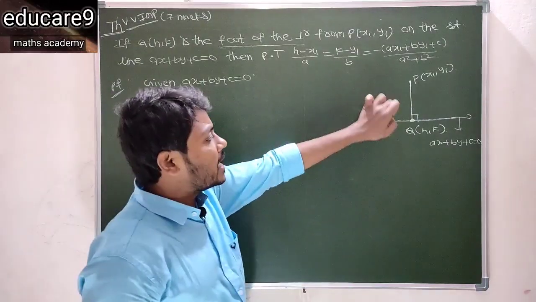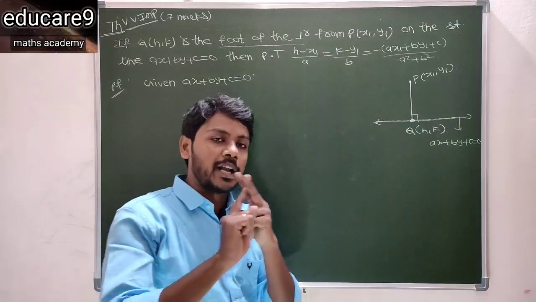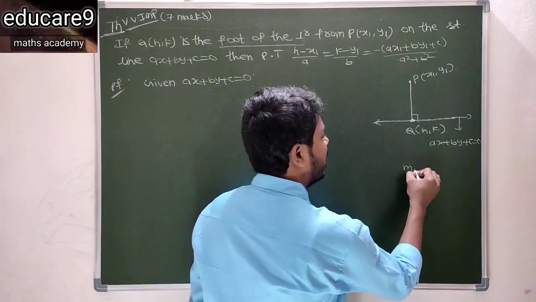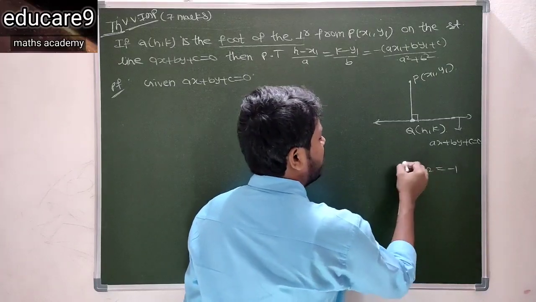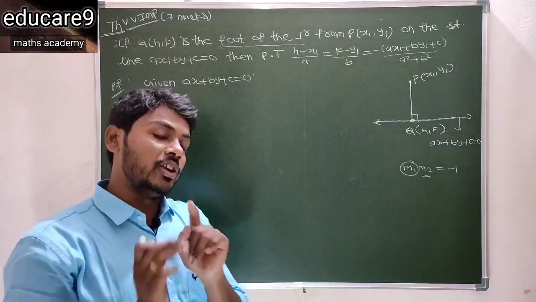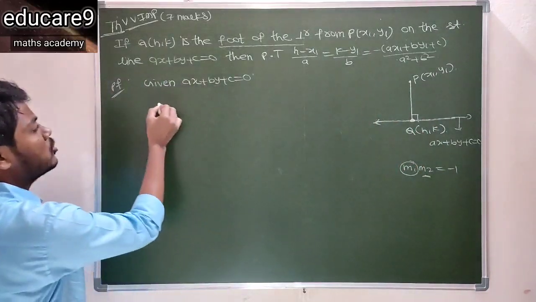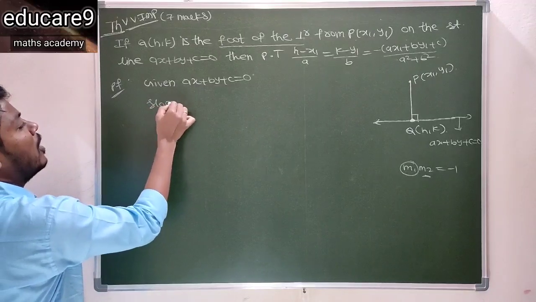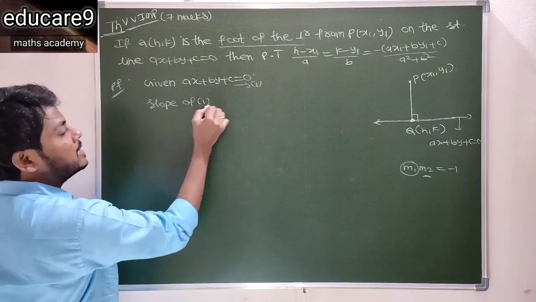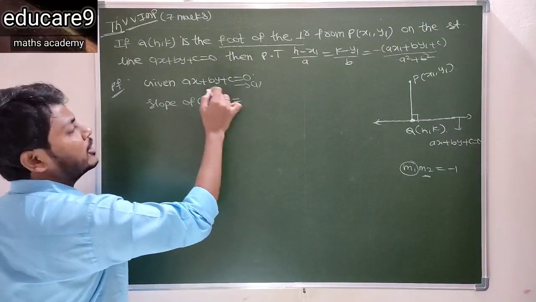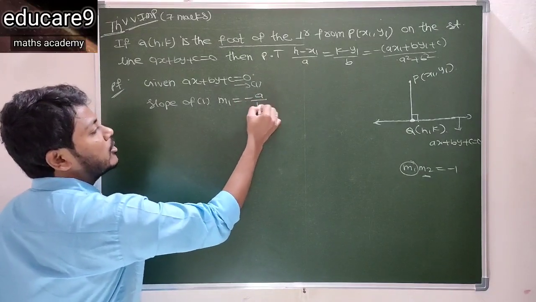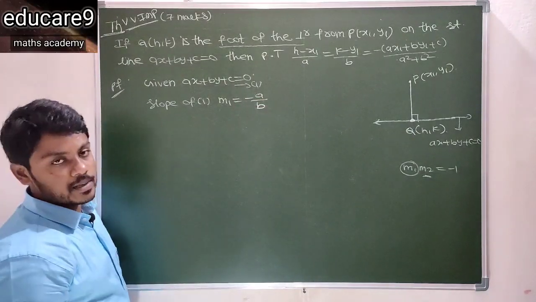Now see here, if two lines are perpendicular, then the product of their slopes is minus 1. So m1 m2 equals minus 1. Here m1 is the slope of the line and m2 is the slope of PQ. So first you need to find the slopes. Slope of equation 1, that is m1, equals what? You know that slope of the line is minus x coefficient by y coefficient. So clearly that is minus a by b.